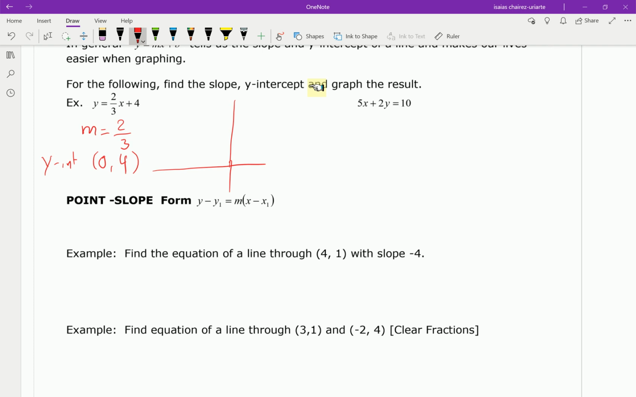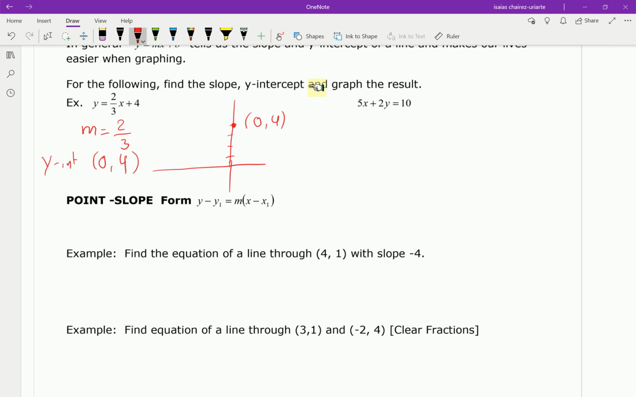All right, so let's see. Let me first sketch out the y-intercept. So that's 0,4. All right. Now I want to generate another point on this line. Any other point will do.